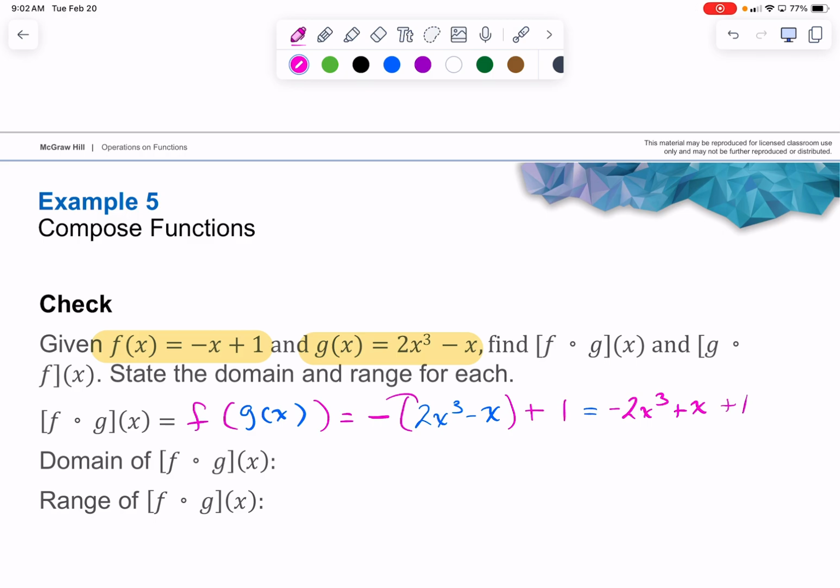Okay, this is a cubic function. What's the domain of a cubic function? Marcus, what do you think? Domain of the cubic function. Mm-hmm.